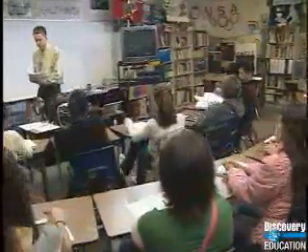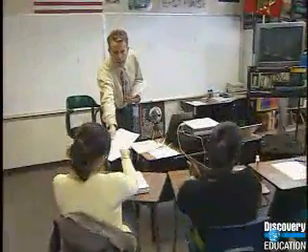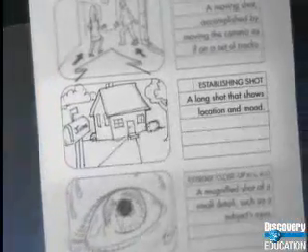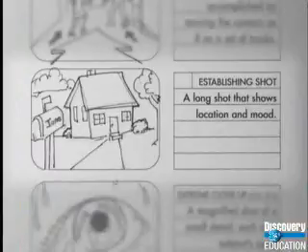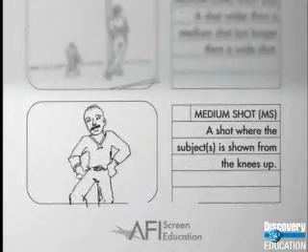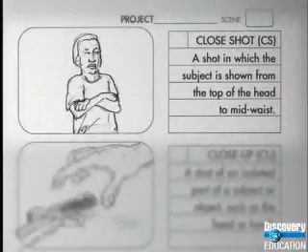This is also the time to distribute 2 AFI handouts, the storyboarding guide and blank storyboard pages. From the storyboarding guide, the students will learn the shots they can use to tell a story. Among them, an establishing shot to set a scene or location, a full shot that captures a subject from head to toe, a medium shot that shows a subject from the knees up, and a close shot that shows a subject from the head to the mid-waist.